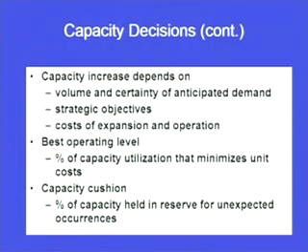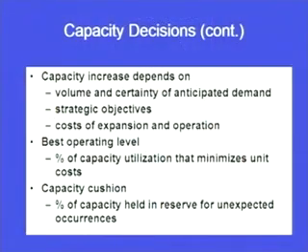Then the cost of expansion and operation are also capacity decisions that have to be taken. Already I have said that if some new product is to be launched in the market, a decision has to be taken on what capacity we need to produce this product and what type of finances will be required to put this product into the market. So, capacity increase depends on these three important parameters: volume and certainty of the anticipated demand, strategic objectives of the organization, as well as the costs of expansion and operation. These three things are going to result in a capacity increase of the organization.